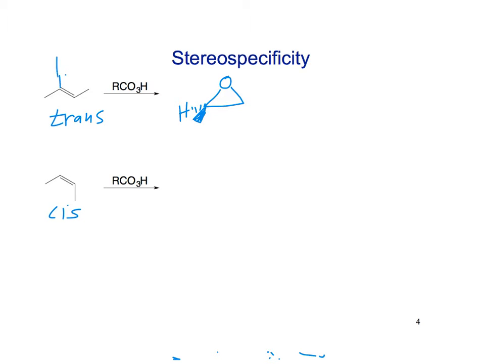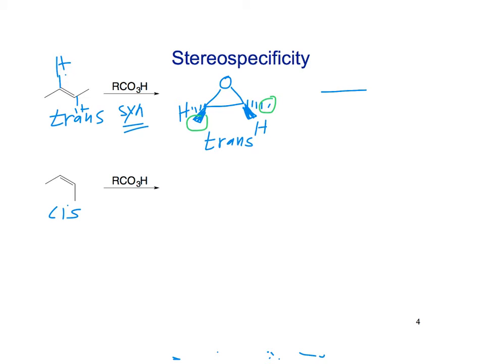Because there's an H here and an H here. On the other side, the methyl group is going to be going back and the H is coming forward. So this is a syn addition, and if we start with trans, we're going to get an epoxide ring that's also trans. That tells us that the two methyl groups here and here are on opposite sides of the ring.